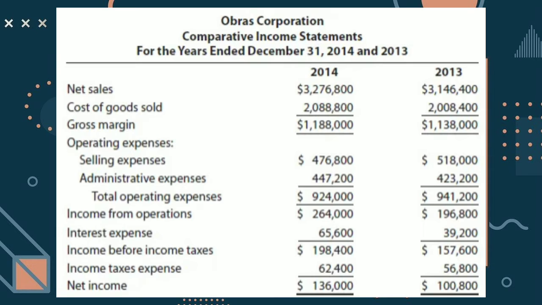$3,276,800. Sa cost of goods sold naman, it refers to the cost of goods that are either manufactured or purchased and then sold. And then the gross margin or gross profit is the profit a business makes after subtracting all the costs that are related to manufacturing and selling its products or services. You can calculate gross profit by deducting the cost of goods sold from your total sales.